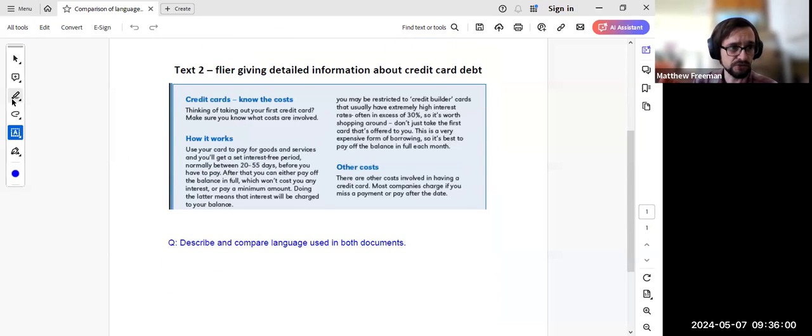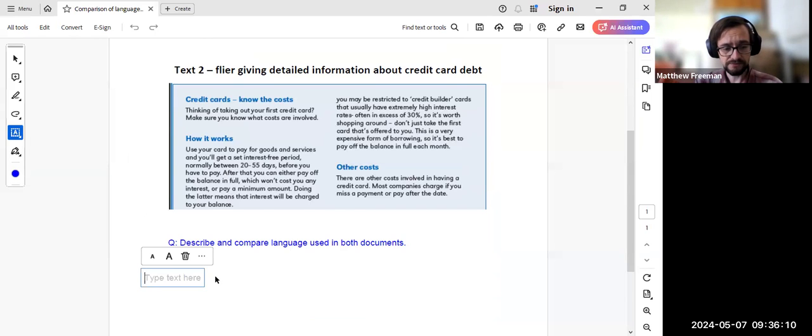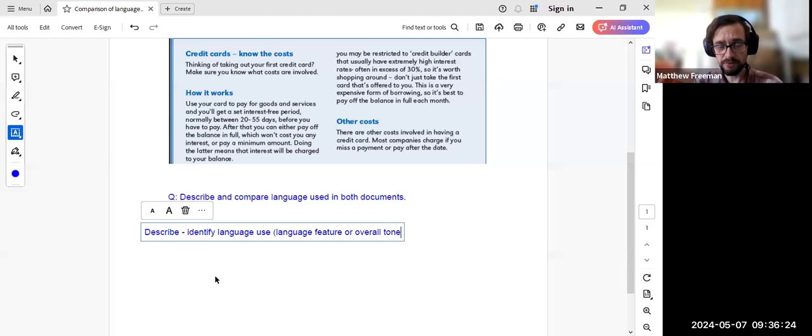And you'll get a question that will say something like this: describe and compare language used in both documents. So a breakdown of what they mean by this. With the describe bit, essentially they're looking for you to be able to identify language use. This could be a language feature or overall tone, because they're not specifically asking for language features, they're talking about language used. You can think about tone and voice here as well. And they also want you to explain what the effect is on the reader.